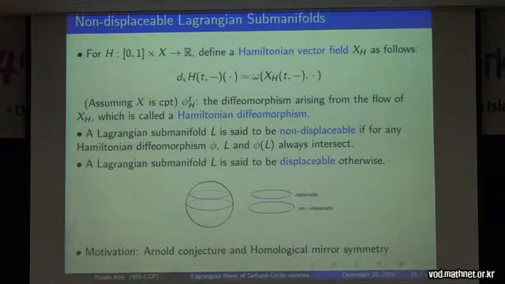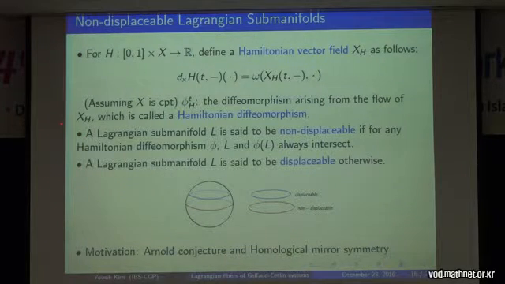Okay, so now let's switch gears and look at non-displaceable and displaceable Lagrangian submanifolds. Here is the definition. First, let's look at the Hamiltonian vector field. Let H be a time-dependent smooth function on X. Then we can define the Hamiltonian vector field X_H satisfying this relation. By the non-degeneracy of the symplectic form, we can always determine such a vector field X_H.